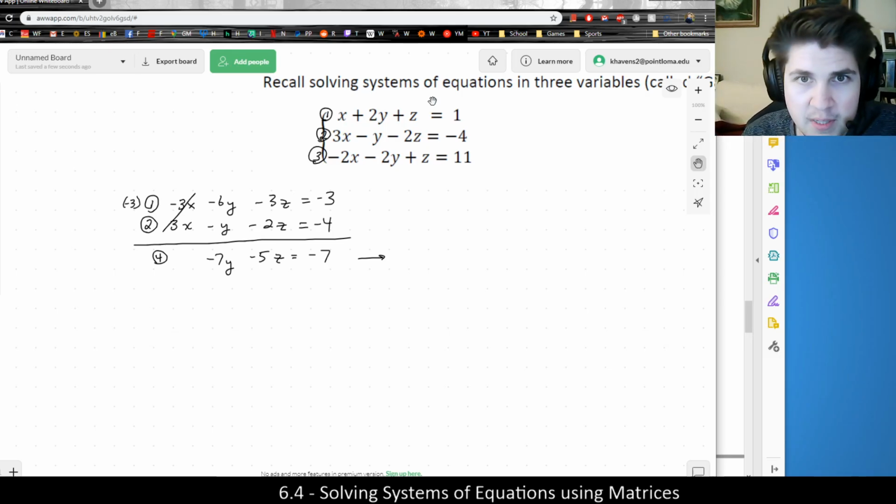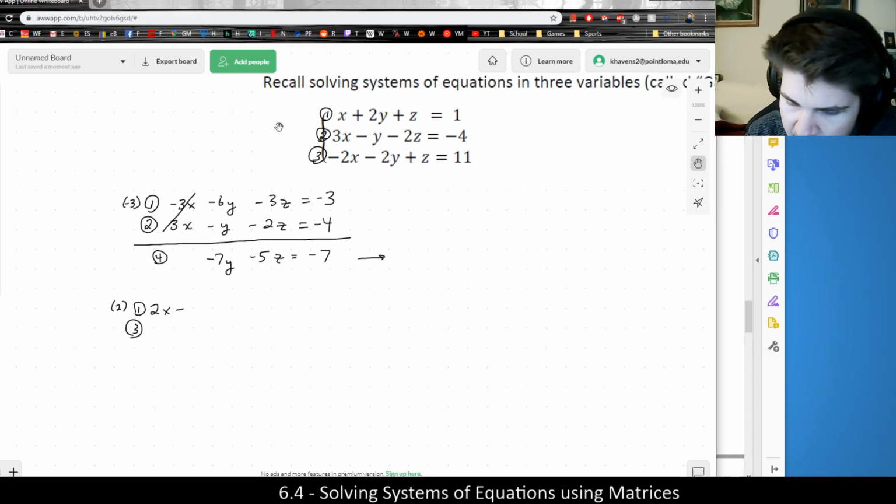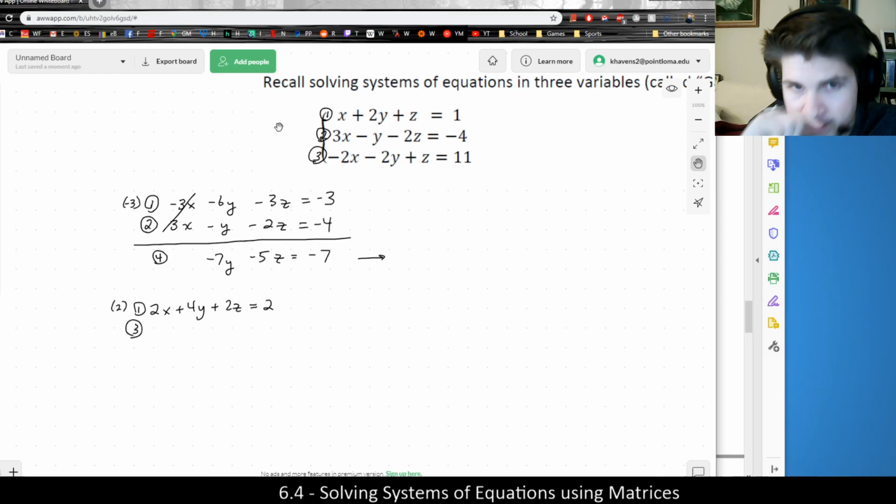Then we would take another pair of equations, say for example equation 1 and 3, and add those together in such a way that those will eliminate. Here, if I took equation 1 times 2 first, that would give me 2x plus 4y plus 2z is equal to 2. Remember that you want to make sure to multiply every single term in the equation by 2 when you are multiplying, because that's how multiplying an equation works, by the distributive property. And then equation 3, I'm going to leave exactly the same.